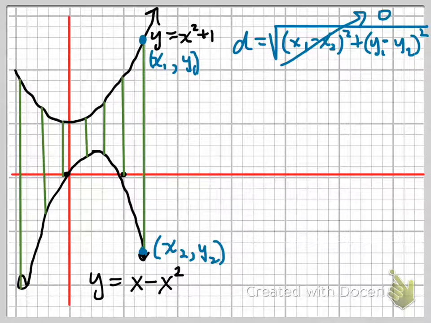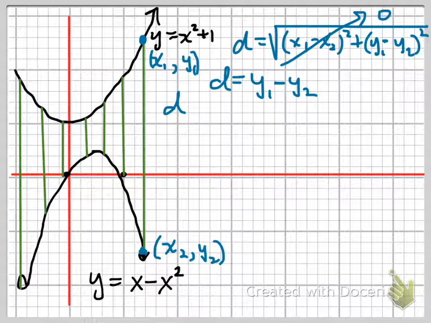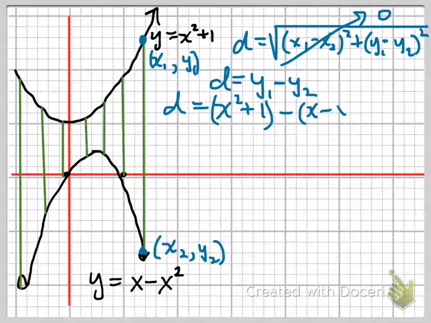So basically what we're really looking at is just the square root of y sub 1 minus y sub 2 squared. Well, if you take the square root of something squared, you're just going to have y sub 1 minus y sub 2. And that's really what we're trying to minimize, that distance. Well, what is y sub 1? It's x squared plus 1. And then we subtract from that y sub 2, which is x minus x squared.